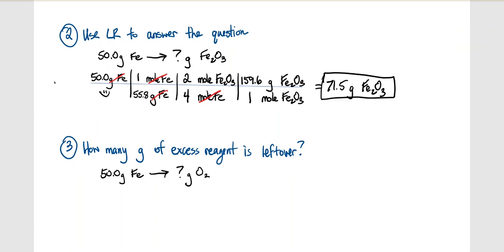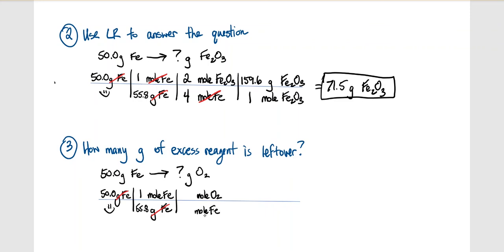Again, it's a conversion. Write what you know, 50 grams of iron, what you're starting with. Unit goes down here. This unit comes down diagonal. There's a relationship between moles of iron and grams of iron. And we know it's 55.8 grams of iron for every 1 mole of iron. The grams of iron will cancel. We're trying to get grams of oxygen.